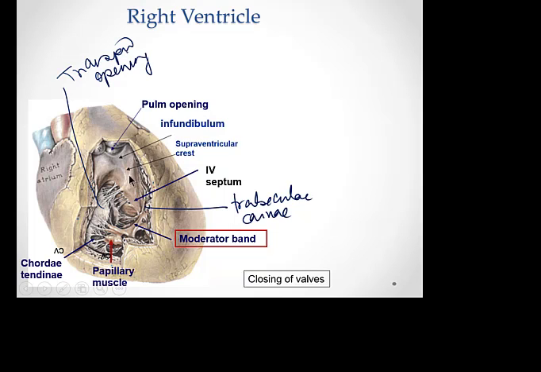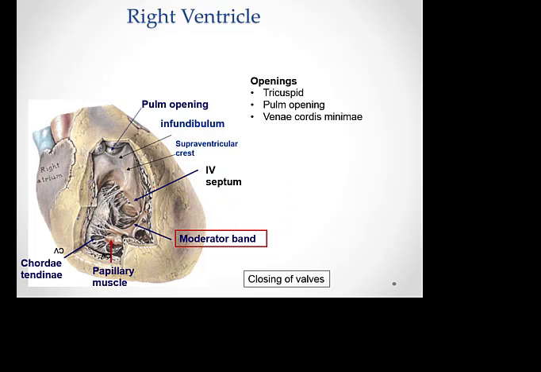This entire part here is the interventricular septum. So on this side is the left ventricle. So this is the cavity of the right ventricle. So one opening we have seen, which is the tricuspid opening. So blood enters the ventricle this way. So it will come from the right atrium into the right ventricle through this tricuspid opening. And then it will leave the ventricle through this pulmonary opening here.